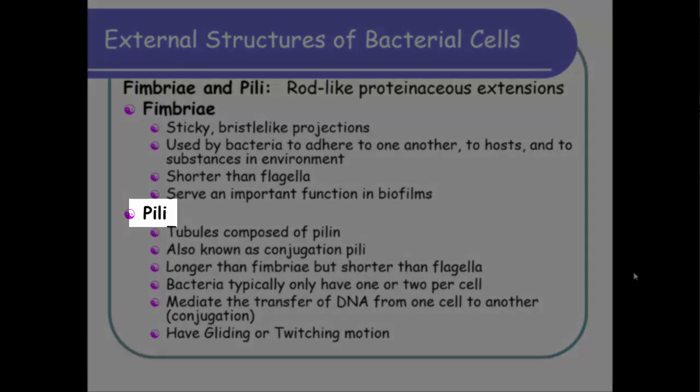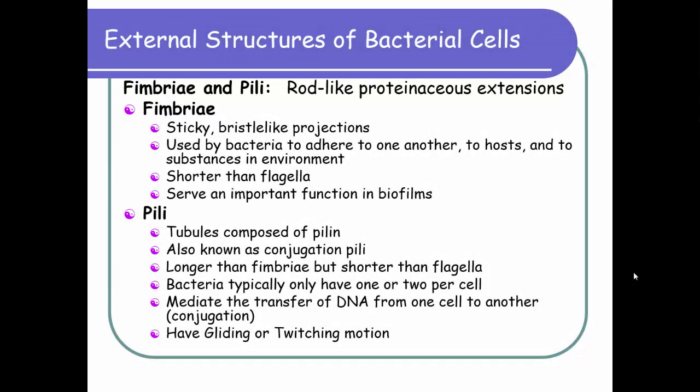The pili are tubules composed of a protein called pillin. They are also sometimes referred to as conjugation pili or sex pili. Pilus is the singular of pili. They are longer than fimbriae, but typically shorter than flagella. Most bacteria that form pili have only one or two per cell, and what these pili do is they mediate the transfer of short segments of DNA from one cell to another in what we'll refer to as conjugation.